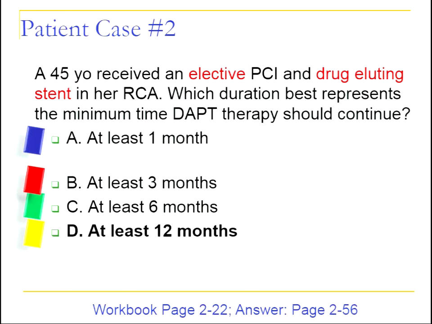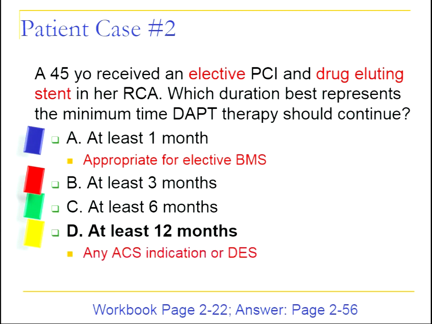And so for those of you who chose at least 12 months, that used to be the case. Now this is an elective person, and so it could be C in this based upon the latest guidelines. And 1 month is appropriate for bare metal stents, not for drug-eluting stents.